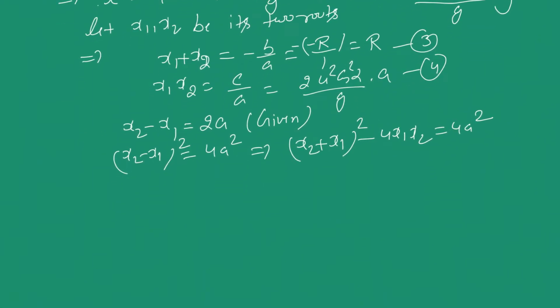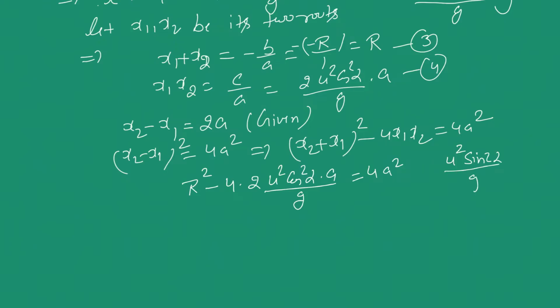Now from equation number 3, x1 plus x2 is r, so r square minus 4. From equation number 4, I am going to put the value 2u square cos square alpha dot a by g. So this is further equal to 4a square, and from the formula for range, u square sin 2 alpha by g is equal to r. So this implies that u square by g is equal to r by sin 2 alpha.